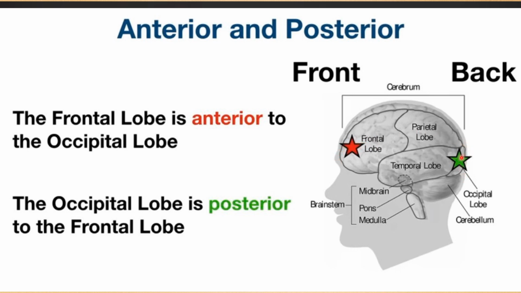You can see that this is towards the back. So we say the occipital lobe is posterior to the frontal lobe. As simple as that. Frontal lobe is anterior to the occipital lobe. Occipital lobe is posterior to the frontal lobe.